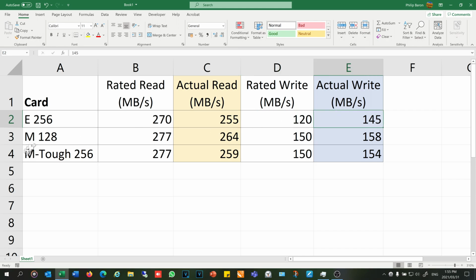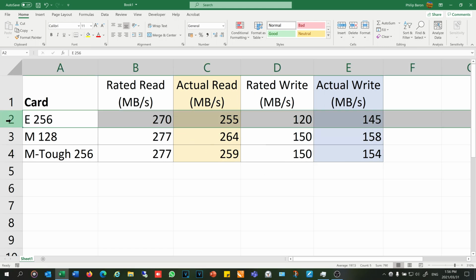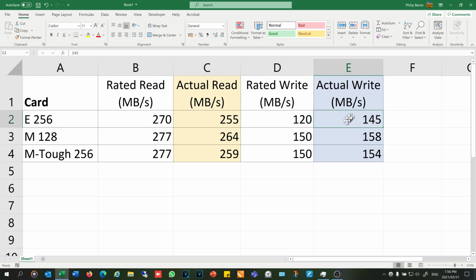So that's great. And then the M series rated higher, 277 is the maximum read. And I was getting about 264 and the write speed is supposed to be 150 as a maximum, but I was getting 158. And then the M Tough series, again, 259 and 154. So you can see that there isn't a lot of difference between these three cards. In fact, if you look at the cheaper series, the E256, look at the write speed, it's 145.